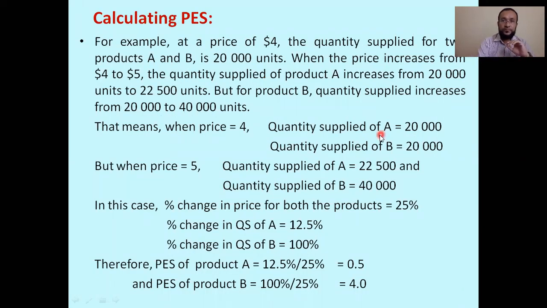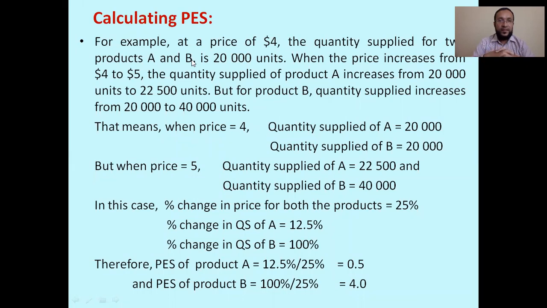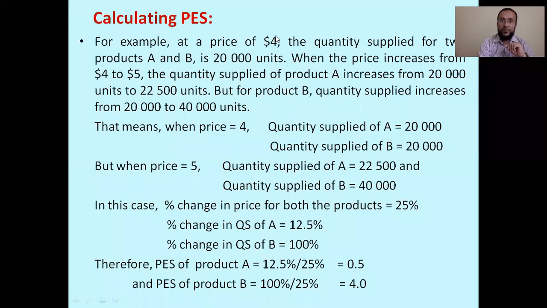Now, let me show you how to calculate price elasticity of supply. To make it easy, we can consider this example. At a price of $4, the quantity supplied of two products A and B is 20,000 units. When the price increases from $4 to $5, the quantity supplied of product A increases from 20,000 units to 22,500 units. And for product B, quantity supplied increases from 20,000 to 40,000 units.